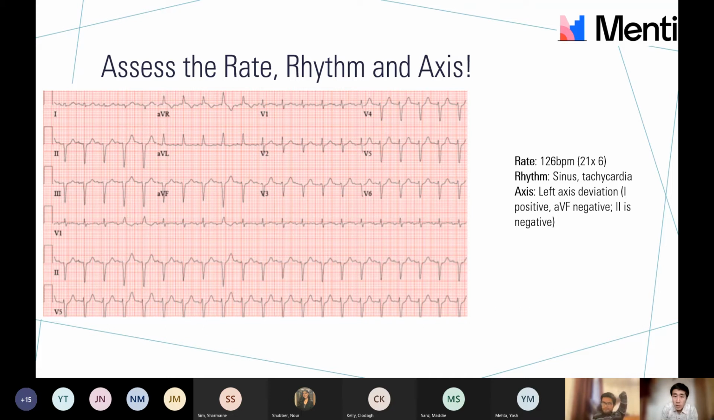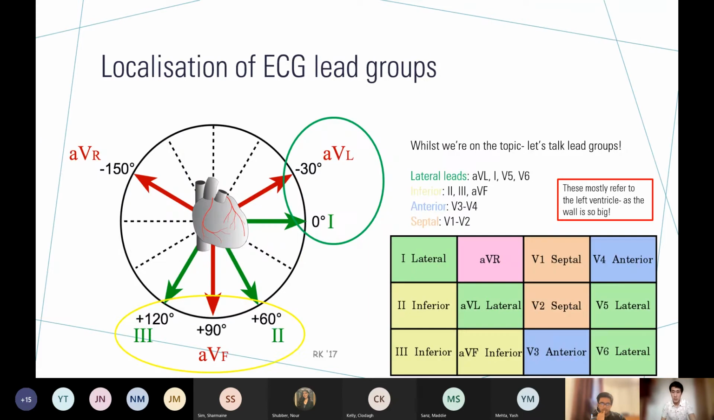Okay, great. So let's have a look. So rate 126. Well done. For those of you who said it. Rhythm, sinus rhythm. If you want to be specific, sinus tachycardia because it's over 100. Axis is actually left axis deviation. So a few of you were a little bit confused at the axis again. So if you want me to talk through it at the end, feel free to hang on to the end and we'll discuss it again. But the most of you who went for left axis deviation was great.